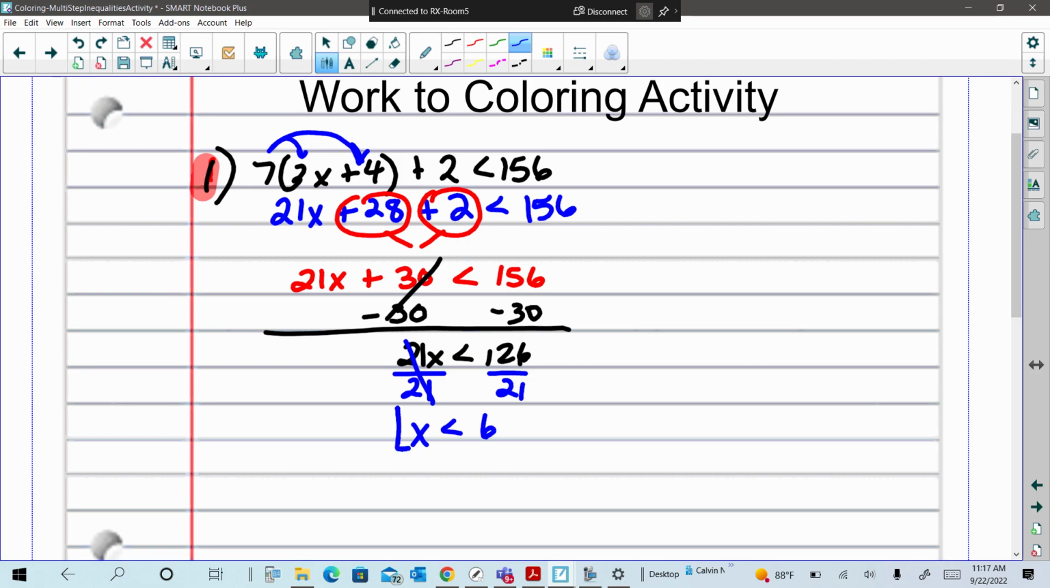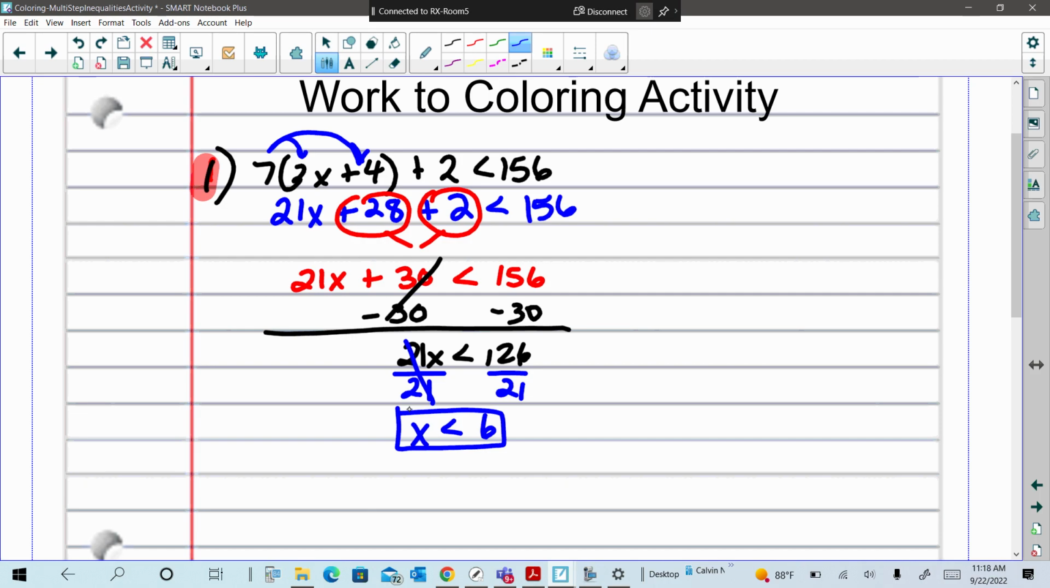Okay, we're going to box that answer. And we're going to put this in the little blank that we have on our paper. Now, on the worksheet, there's actually an answer bank at the bottom of the page for you to see if you are on the right track.